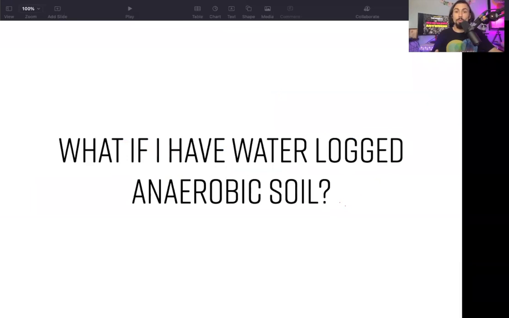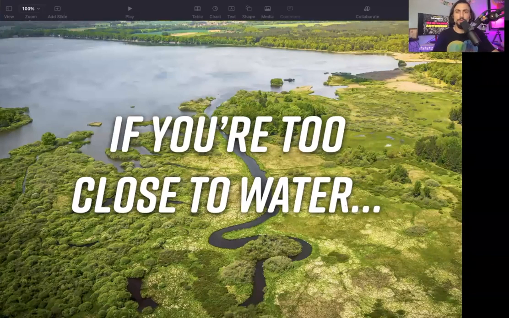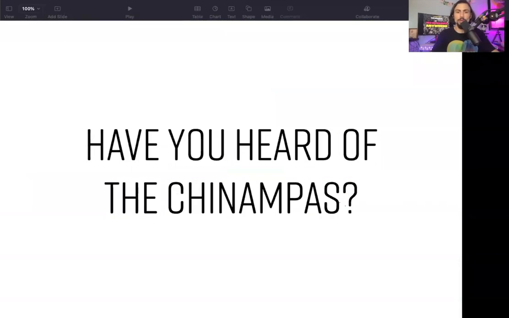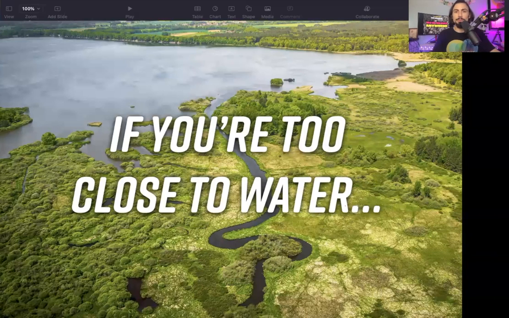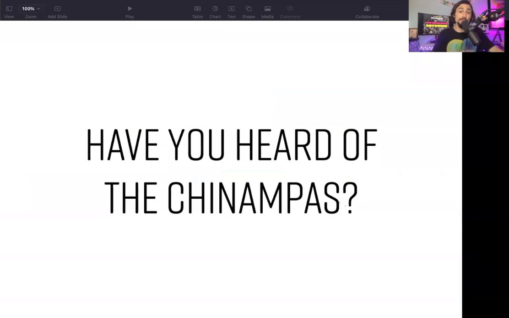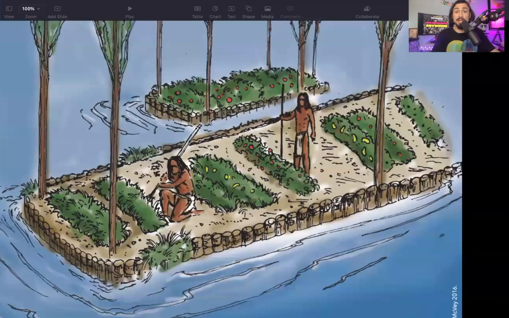What if I have waterlogged anaerobic soil? This is a great question. If you're too close to the water, you might be in habitat essentially. And if you're there, you might be doing some chinampas instead. So just like those islands that we were just talking about, maybe you're literally making islands. Okay. And this is the drawing from Permaculture Student 2.